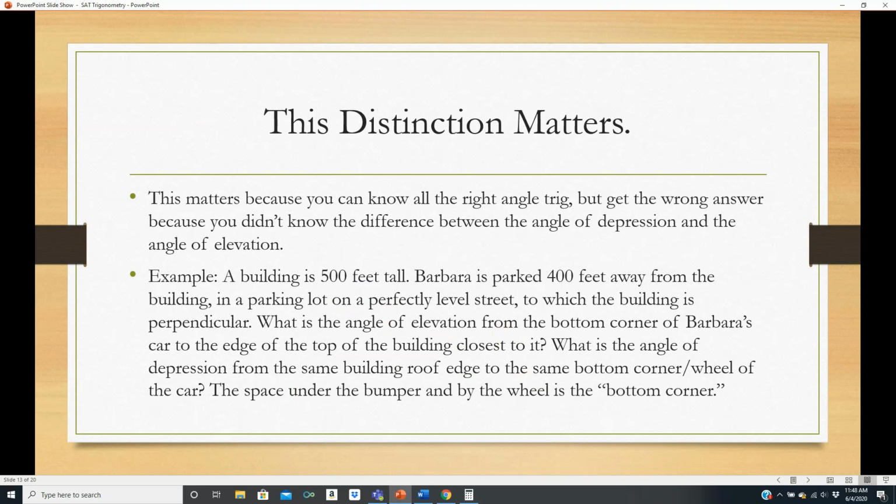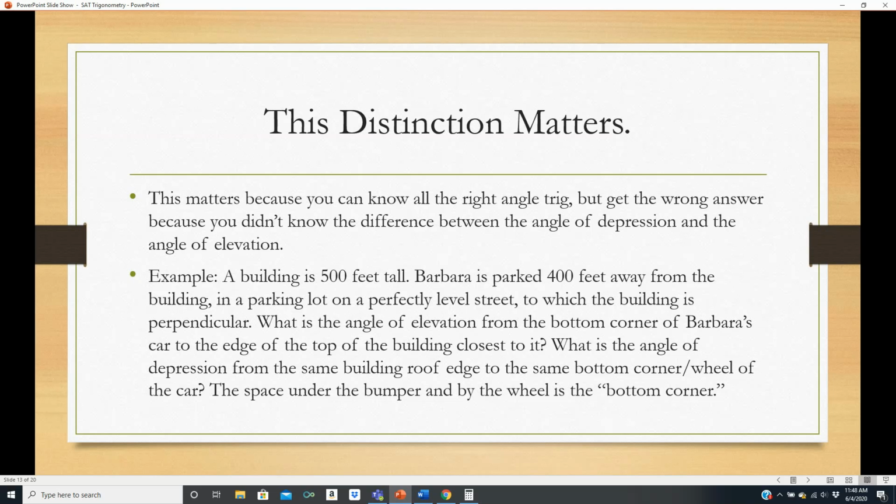This distinction matters. Why do you care? Because you can know all the right angle trig, all the formulas, know how to do it in your sleep, but you can get the wrong answer because you didn't know the difference between the angle of depression and angle of elevation. So I'll give you an example here.